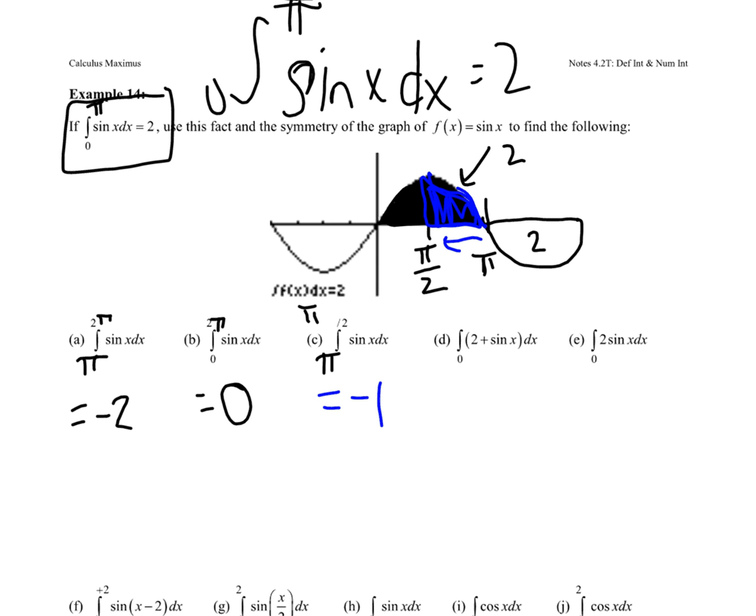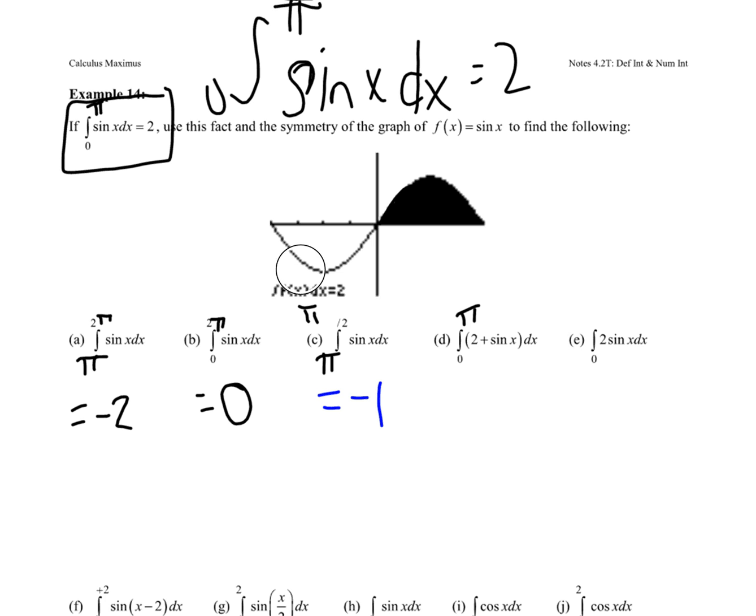The next one's going from 0 to pi of 2 plus sine of x. So you got to think about what that would do for our function. If we have 2 plus sine of x, we're just raising this graph up 2 units. So we're just going to add this rectangle here. The area of that rectangle is going to be 2 times pi. So we're going to have 2 pi plus our original 2.